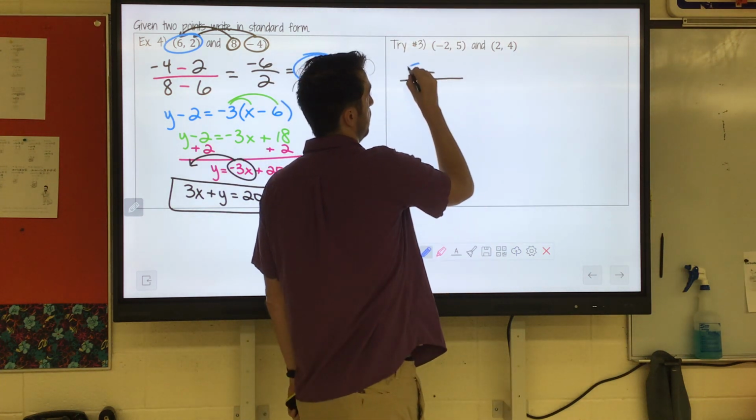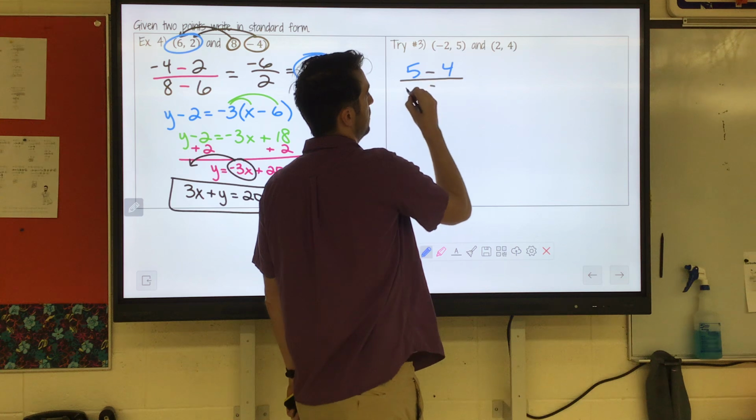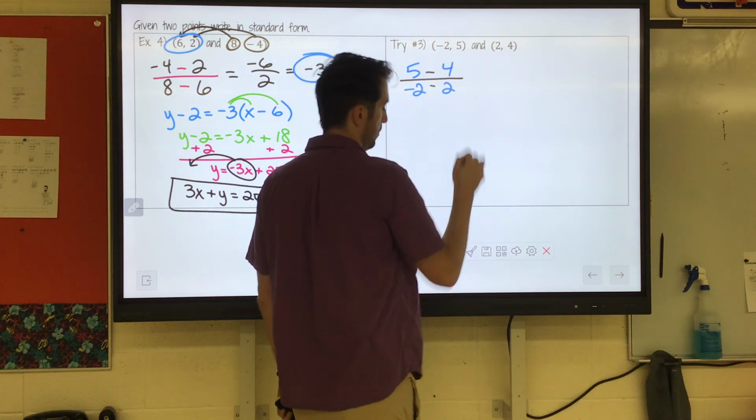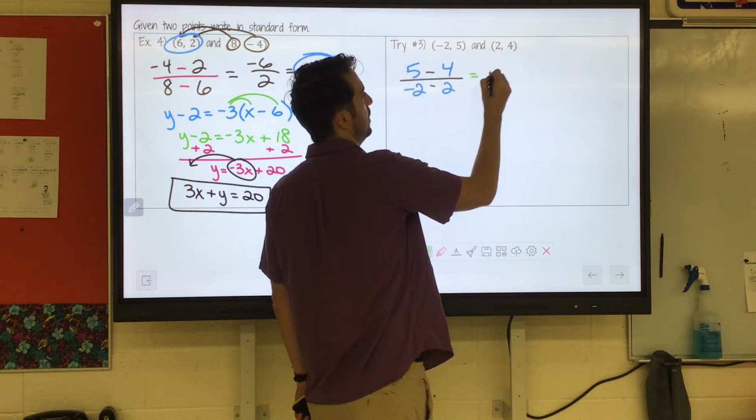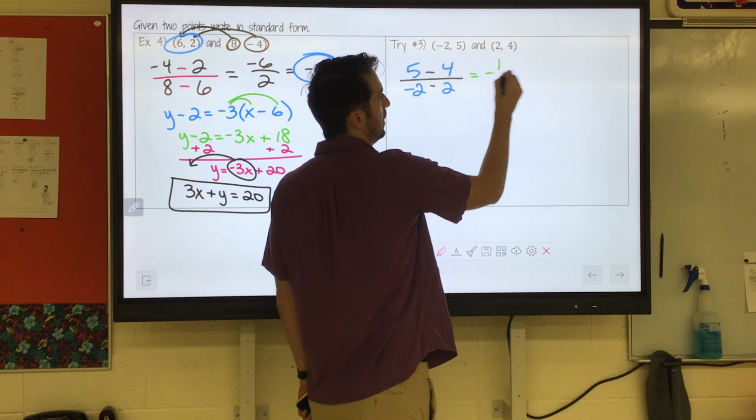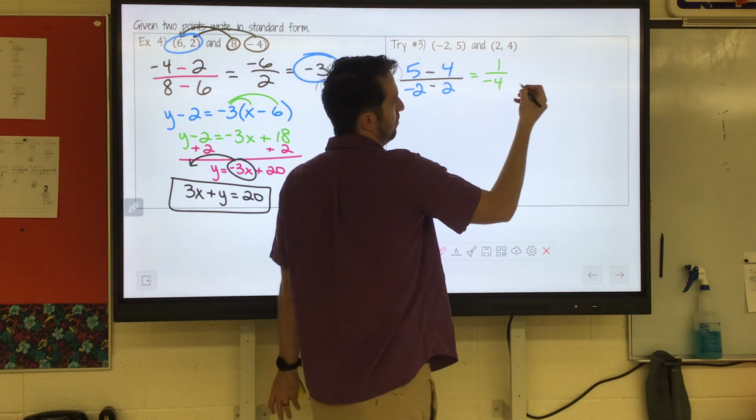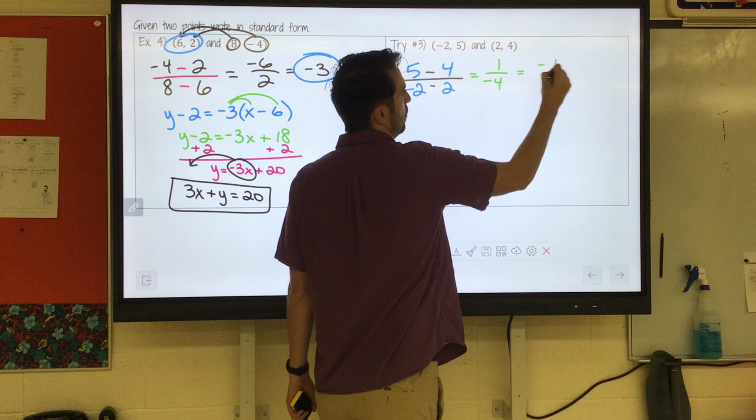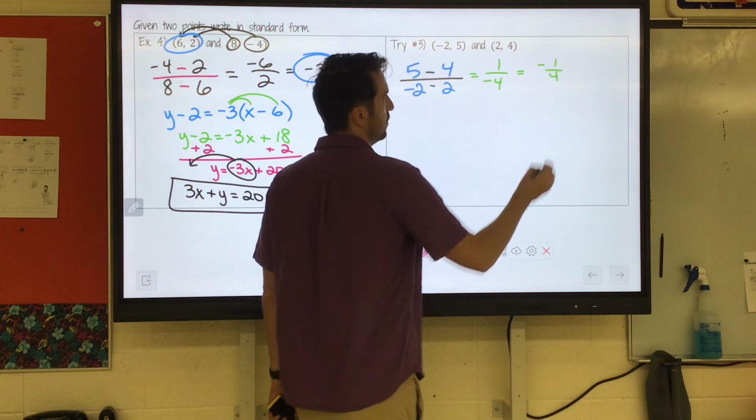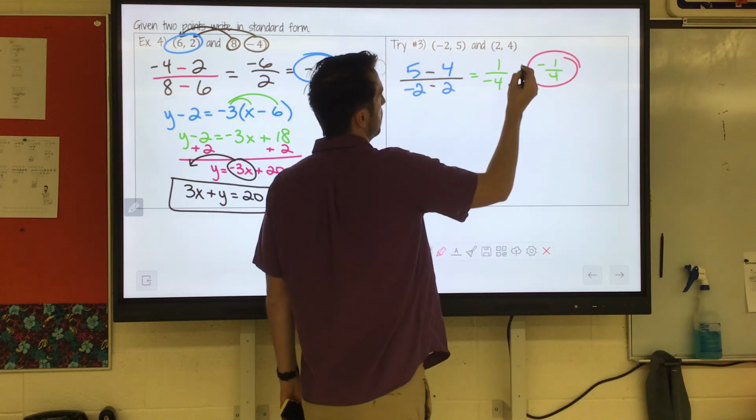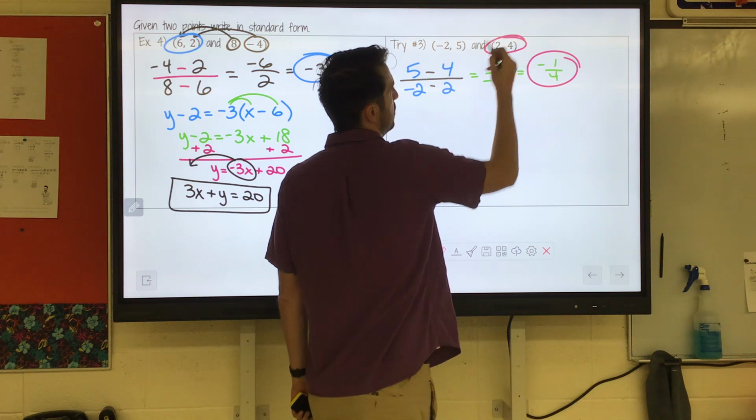Our y's, we could say 5 minus 4. The x is negative 2 minus 2. Simplify that. 5 minus 4 is 1. Negative 2 minus 2 is negative 4. 1 over negative 4 is just negative 1/4. So there's our slope. We can use either coordinate. I'm going to use the 2, 4.